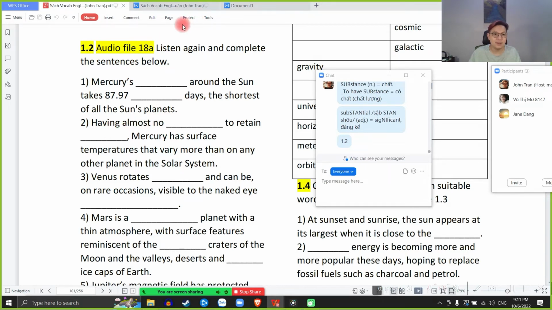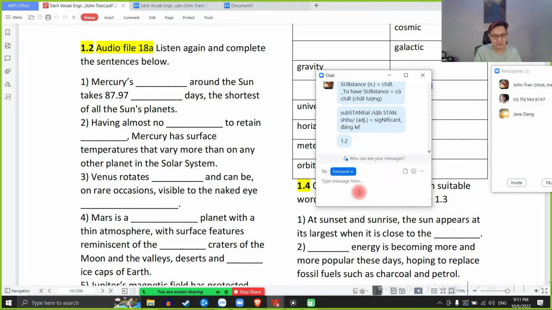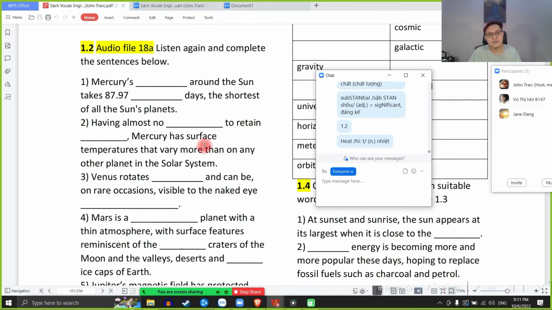Number 2. Having almost no atmosphere. Atmosphere. R-E cuối nè. R-R-R nè. Atmosphere. To retain heat. Y kéo dài nè các bạn. Heat. Nhiệt độ. Nhiệt. Nó gần như không có bầu khí quyển luôn để mà nó giữ lại nhiệt. Mercury has surface temperatures that vary more than any other planet in the solar system. Sao Thủy nó có những cái phạm vi nhiệt độ trên bề mặt mà nó biến thiên hơn nhiều những hành tinh khác trên hệ mặt trời.